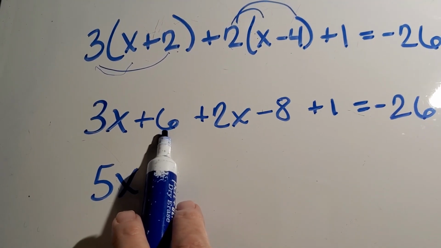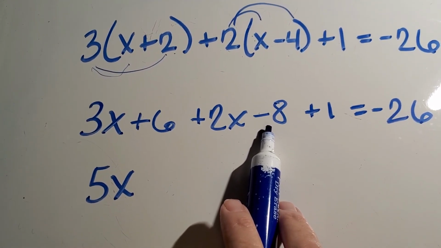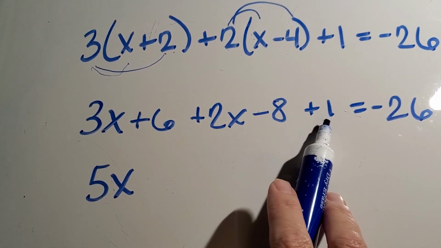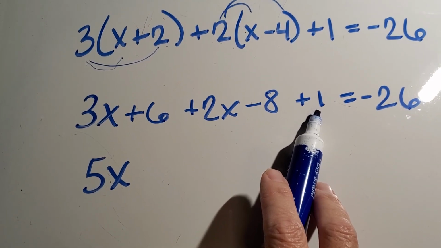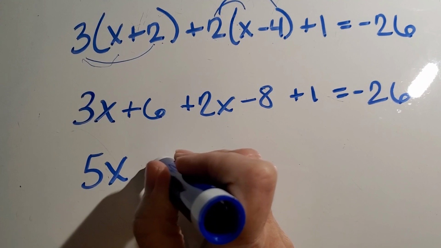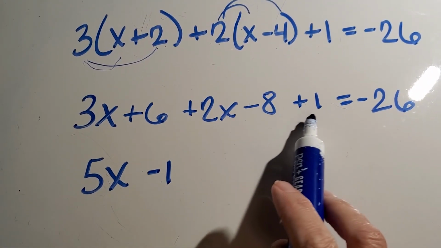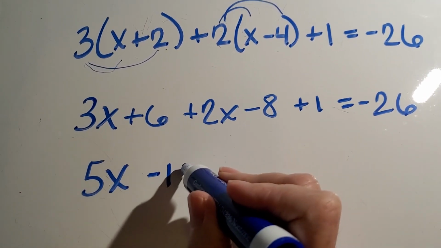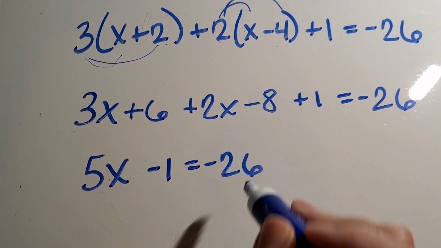And then we have a 6 and a negative 8, which would combine to be a negative 2, but then we have plus 1. So negative 2 plus 1 would be negative 1. And that's everything on this side. And then we still have equals negative 26.